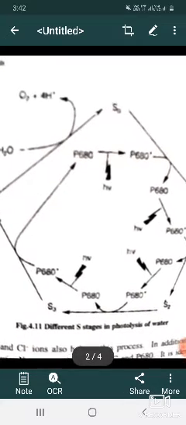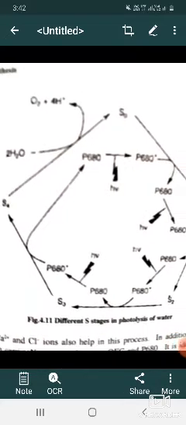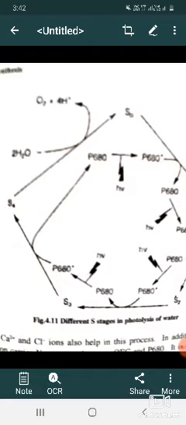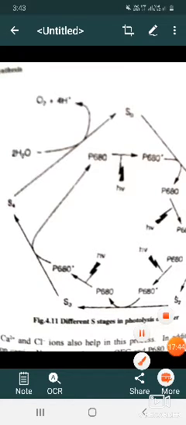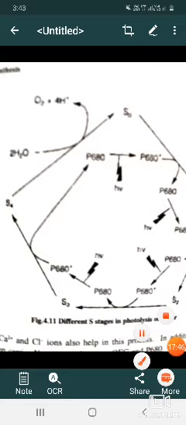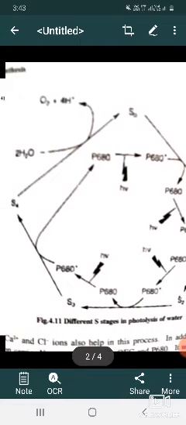Different S phases indicate the oxidation states of manganese. Manganese is closely associated with the core complex of PS2, and oxygen is released by the activity of the photosystem. Calcium and chloride ions also help in this process.